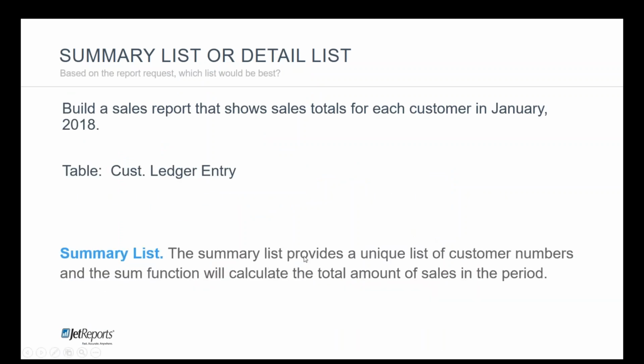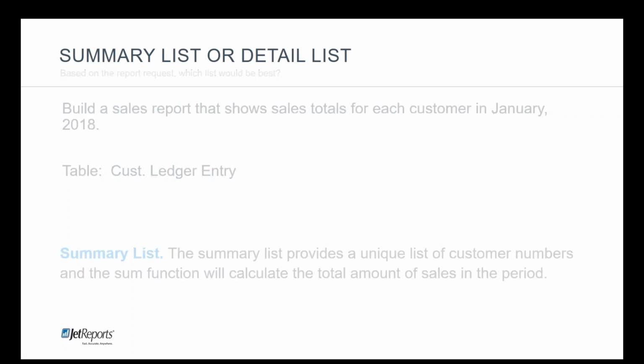Summary list, yes. The summary list will provide a unique list of customer numbers, and we'll use the sum function to calculate the total amount of the sales in the period. A lot of times if you see total or totals, and for each, that tells you what you want there. In this case, I need to see one line for each customer, and I need to see totals. So I need to sum things up.